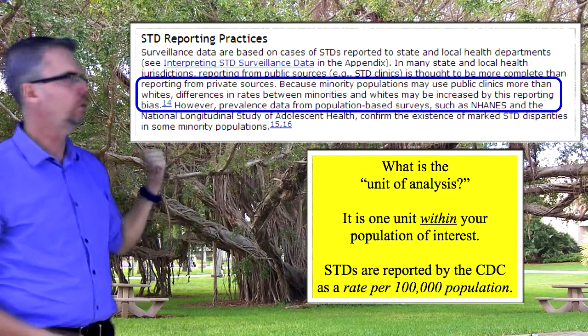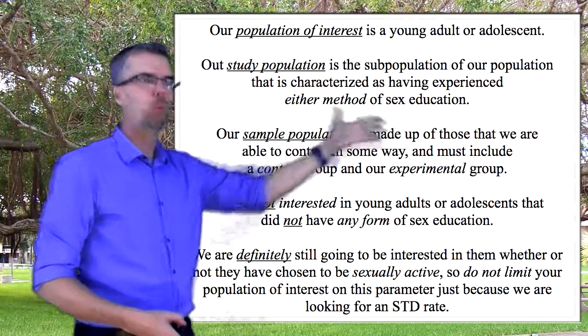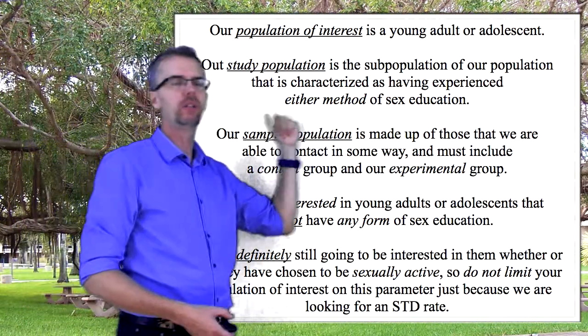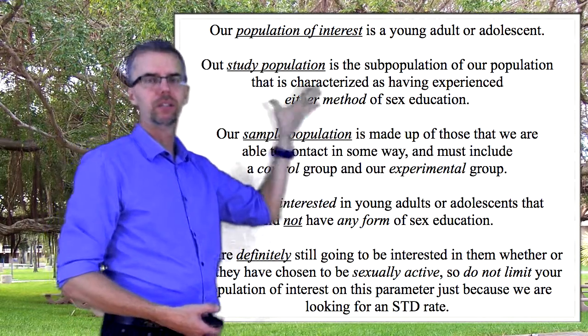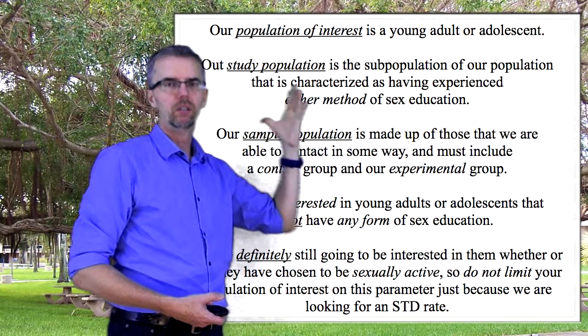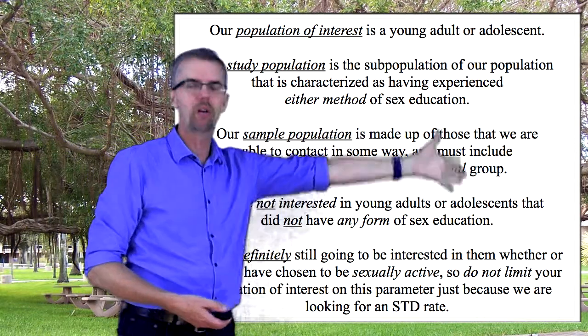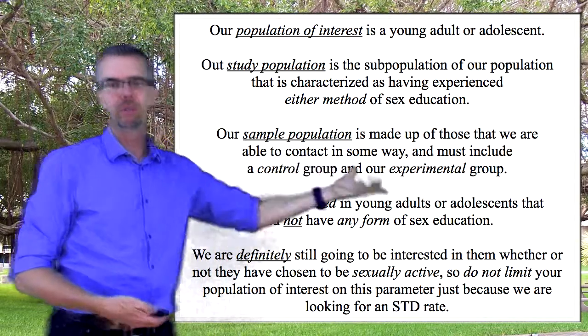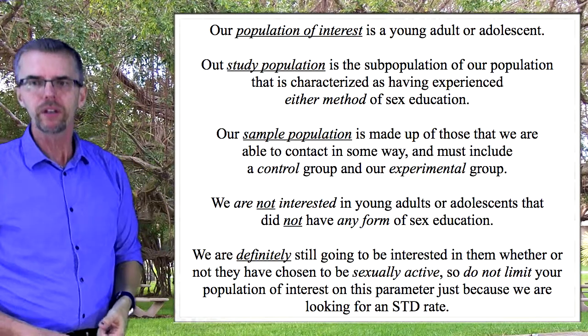So what you have to look at for your unit of analysis is what is one unit within your population of interest. One unit, therefore, is an adolescent or young adult in the United States. That's the population of interest. And then we're going to sort it out by the identifier, but the unit of interest is the young adult or adolescent in the United States. Now back to the model here.